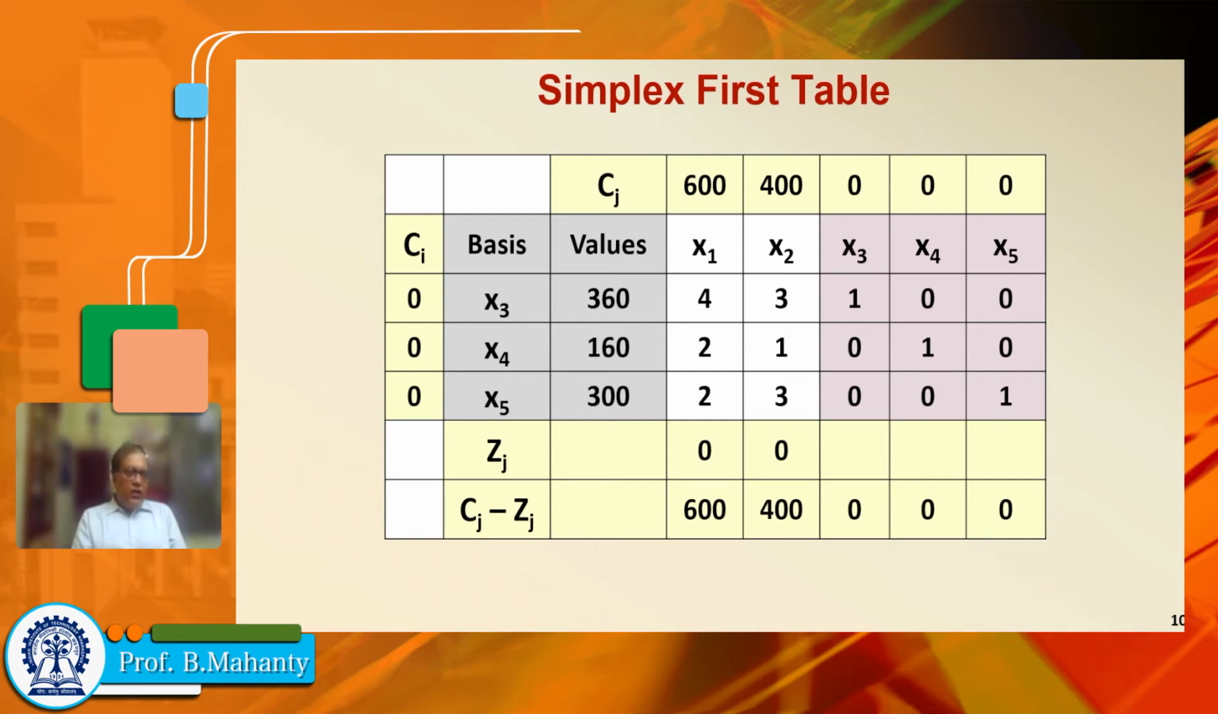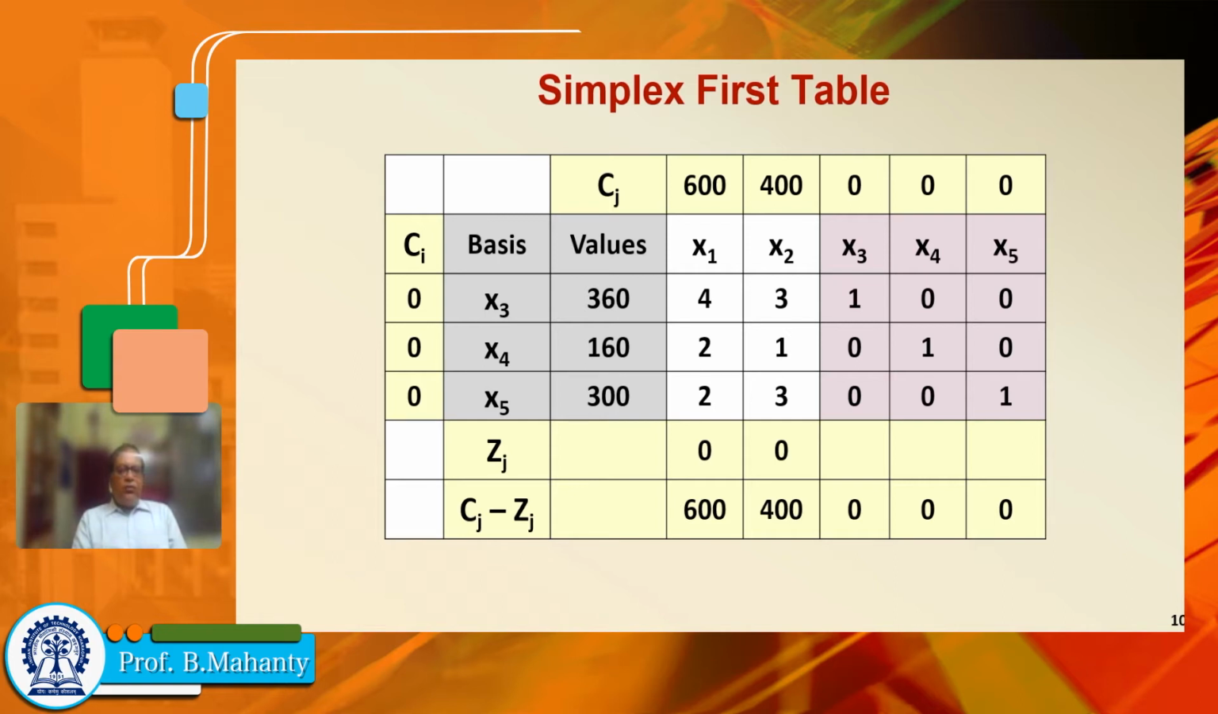If we want to bring 1 unit of x1 into the basis, you give up 4 units of x3, 2 units of x4, and 2 units of x5. The cost of that is 4 into 0 plus 2 into 0 plus 2 into 0 equal to 0. So the Zj value will be 0 for x1. Similarly, for making 1 unit of x2, you give up 3 units of x3, 1 unit of x4, and 3 units of x5. So therefore, the Zj value for x2 also will be 0. So net profit, because profit per unit for x1 is 600, and net profit Cj minus Zj per unit would be 600.